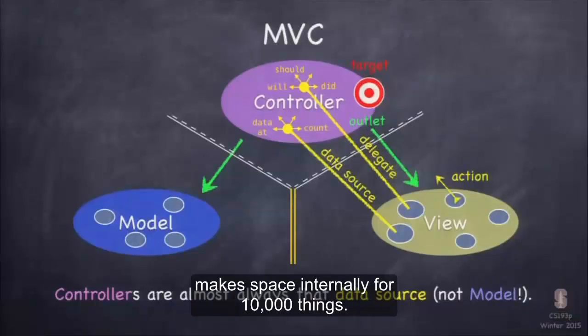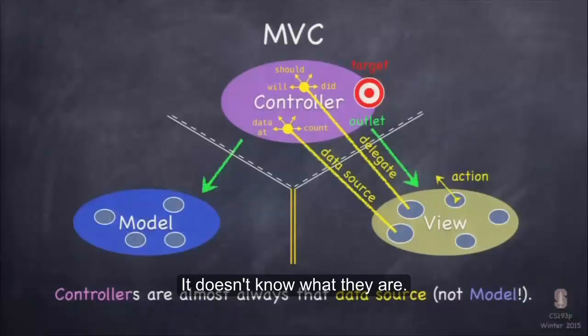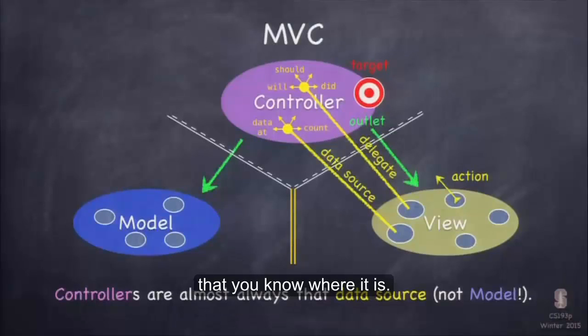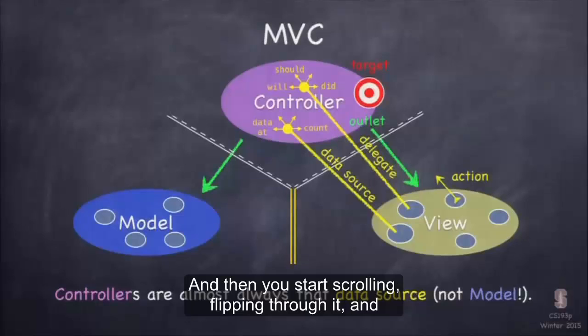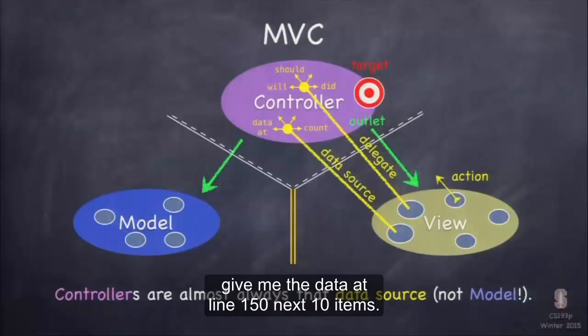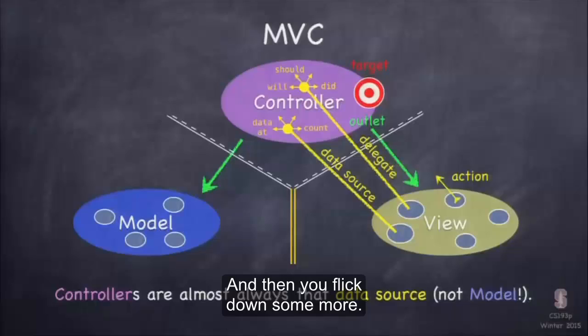The view makes space internally for 10,000 things. It doesn't know what they are, and moves the scroll bar indicator a little bit so that you know where it is. And then you start scrolling, flipping through it, and it starts sending the message to the controller, give me the data at line 150, next 10 items. You see what I mean? And then you flick down some more.